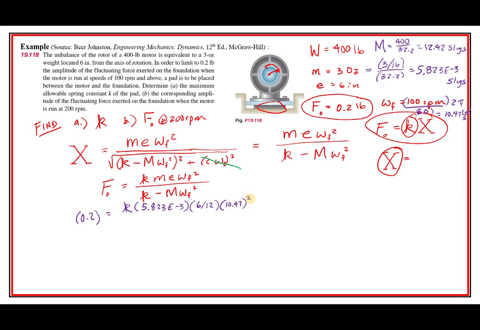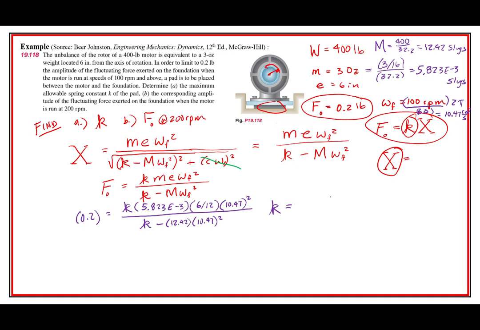10.47 squared. Right, so now we divide by K, which we don't know, minus this mass, which is the 12.42, times our 10.47 squared. And with a little bit of effort, not a lot.